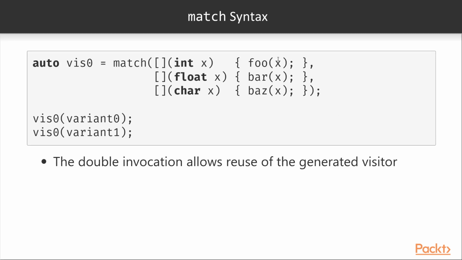An advantage of using a double invocation syntax is that it allows reuse of the generated visitor. Imagine that you want to use the same match visitor with multiple different variants in multiple different call sites. What you can do is bind the visitor generated by the first call to some variable, in this case vis0, and then you can reuse that with multiple variants later on.